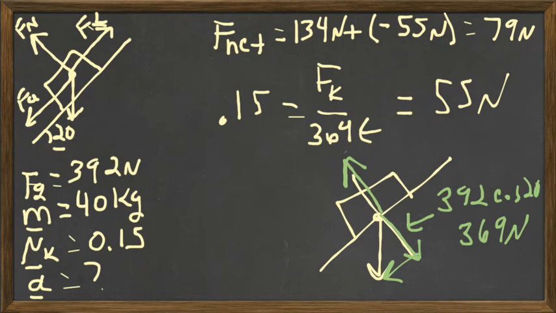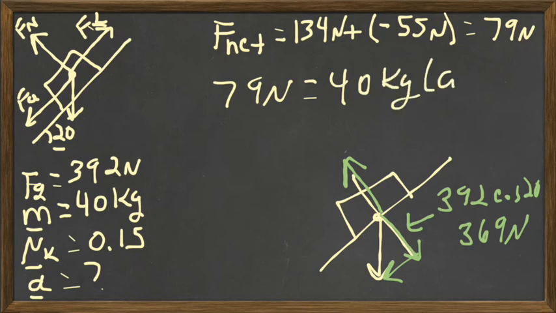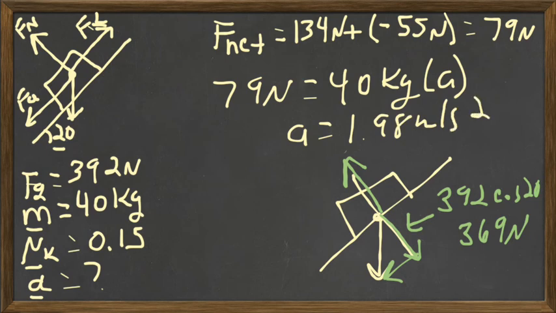Well, now I'm all ready to go into Newton's second law of motion. 79 newtons is 40 kilograms times acceleration. Acceleration winds up being 1.98 meters per second squared. So there was a twist in this particular problem. It's on an incline. That does change a little bit the way I approach my calculation of the normal force, and therefore my calculation of friction.